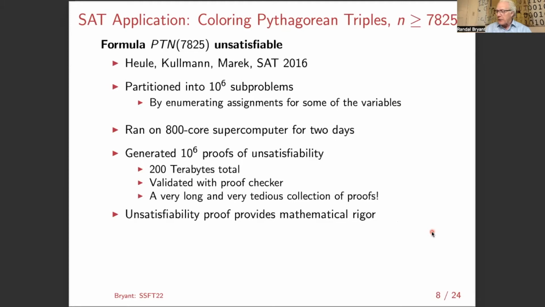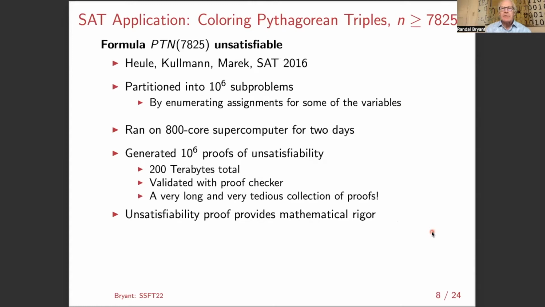And now the question is, what about larger values of n? For n equal to 7825, a group, including a person who's now my colleague at CMU, Marijn Heule, was able to show that the formula is unsatisfiable. And it's pretty easy to see, by the way, that if it's unsatisfiable for some value of n, it will be unsatisfiable for larger values of n as well.